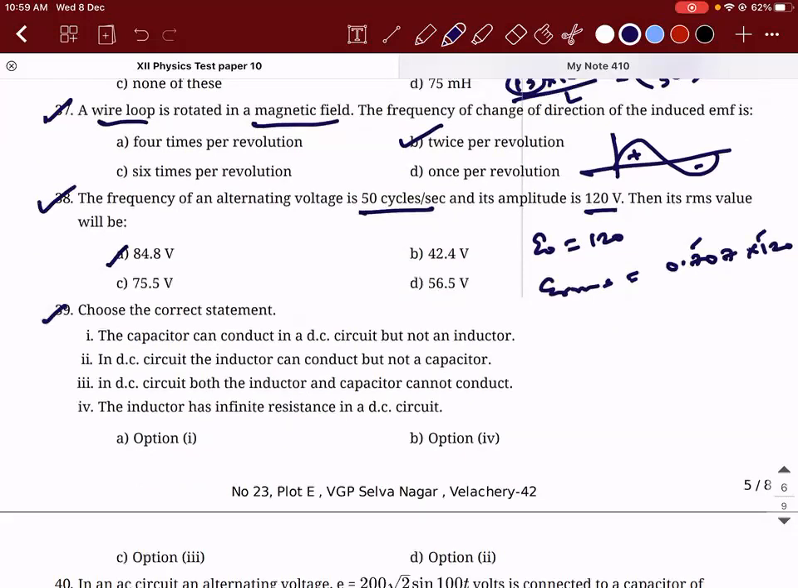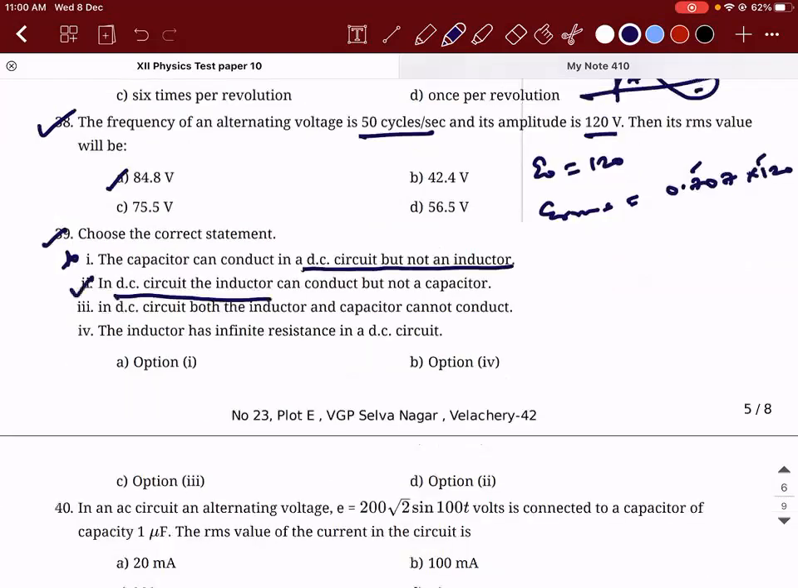39. Choose the correct statement. The capacitor can connect in a DC circuit, but not an inductor. In a DC circuit, capacitor can conduct. Is that right? No, sir. In a DC circuit, the inductor can conduct, but not a capacitor. Is that right? Yes, sir. Yes, it is. So option 2 is the right answer.